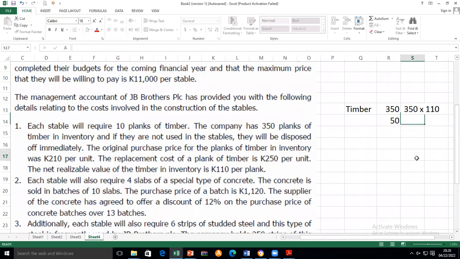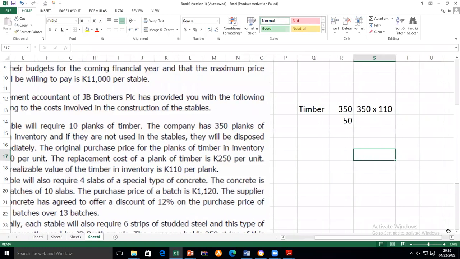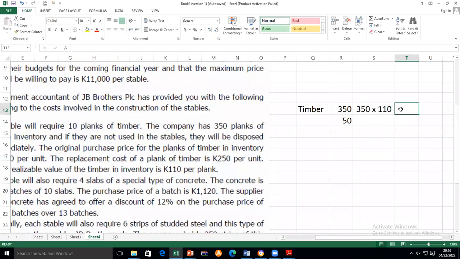So these have no other use. That's why I was saying that if we don't use them, we're going to sell them. What do we call this figure?